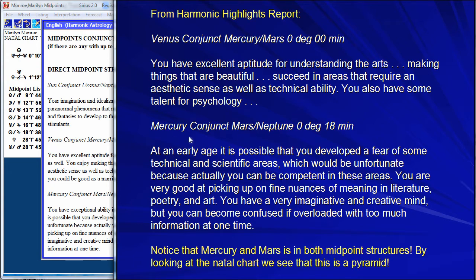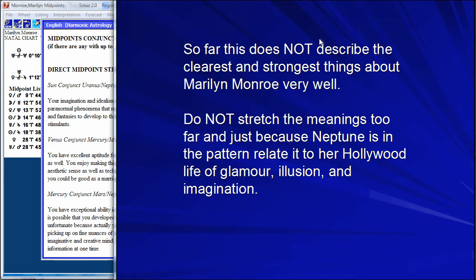This means there's some kind of pattern going on with these planets. So if you start noticing midpoint structures where two of the planets are the same, it doesn't matter where they appear among the three planets, could be the one at the middle or the ones on the side. But here's Mercury, Mars, here's Mercury, Mars. I'm going to show you in a minute a pattern in her chart of how Mercury, Venus, Mars, and Neptune are all connected together in a pattern.